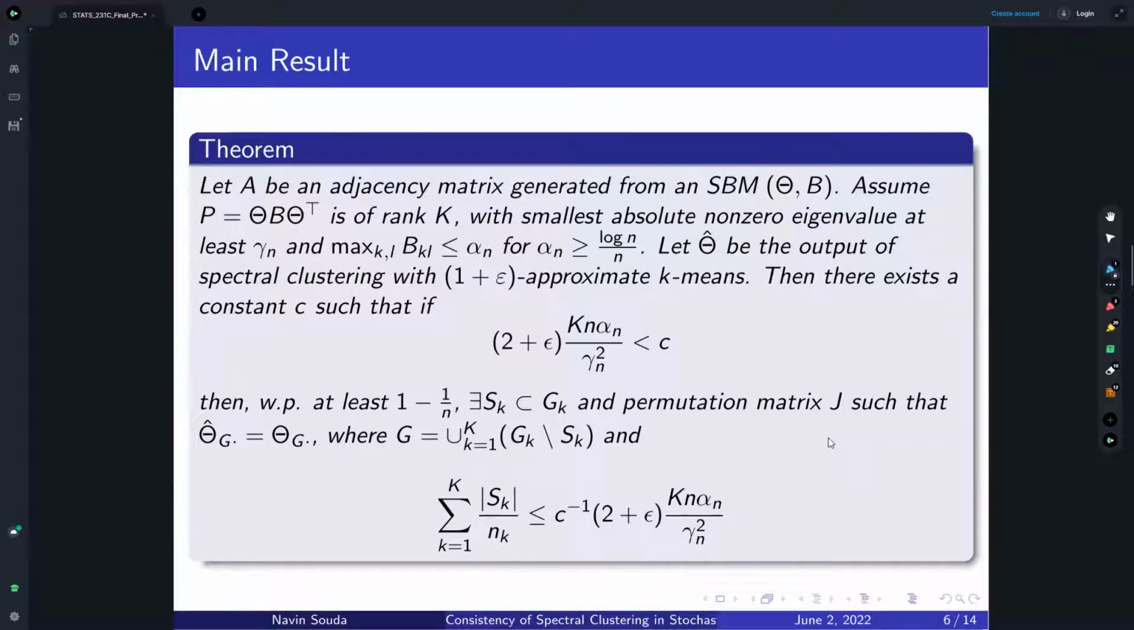So then we come to the main result of our paper here. And the main result is as follows. There's kind of a lot of notation, but hopefully we can make some sense of it. So we have A, an adjacency matrix generated from an SBM parameterized by theta and B. Again, we assume that P equals theta B theta transpose and has rank K. And furthermore, we assume that it has a smallest absolute non-zero eigenvalue, which is at least gamma n.